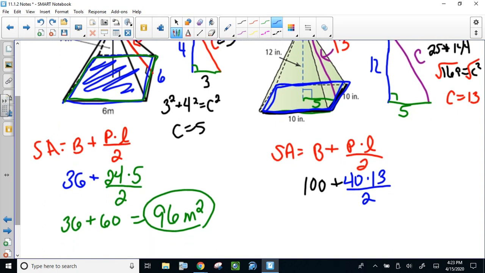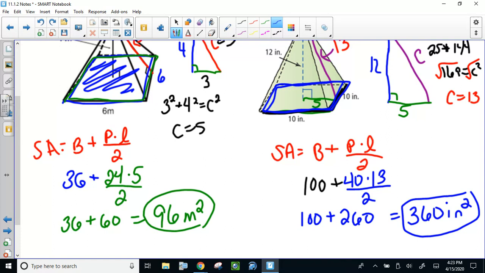So last little bit, 40 times 13 is going to be 520, and then divided by 2 is going to be 260. And so then we can just add those two together, and our surface area should be 360 inches squared on that pyramid. And that's all we do. So it's a real quick formula. We were able to do that, and so use that formula and you can't really go wrong.